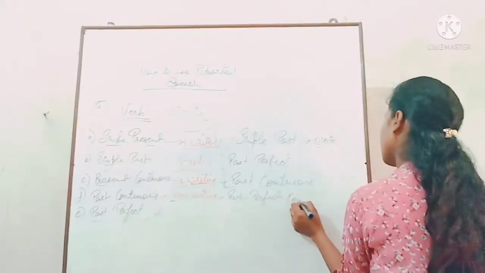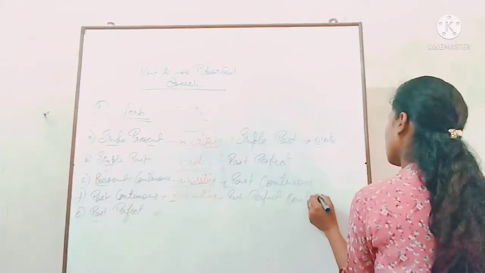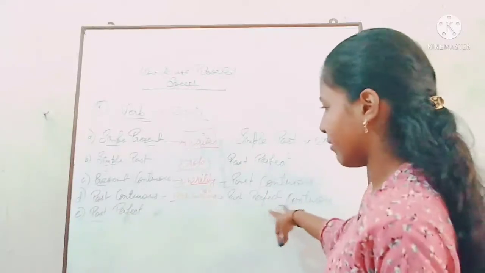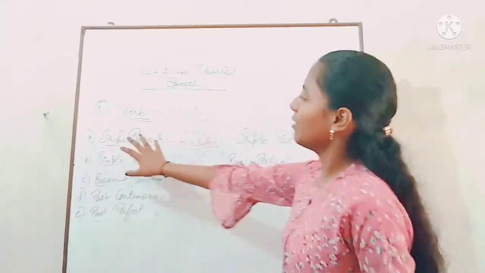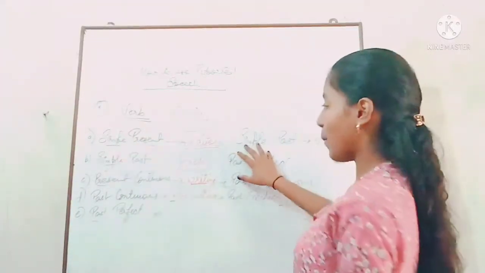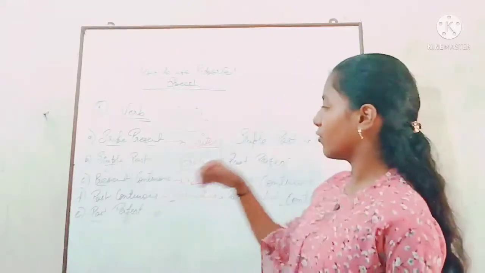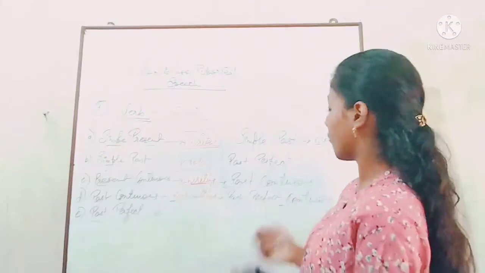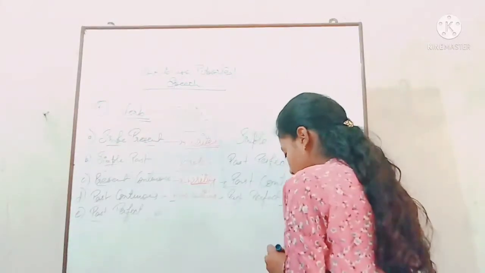perfect continuous tense. It will simply change to past continuous tense. Now, we have seen present simple will change to simple past, present perfect to past perfect, present continuous to past continuous, past perfect to past perfect continuous. And here one thing is missing, what?